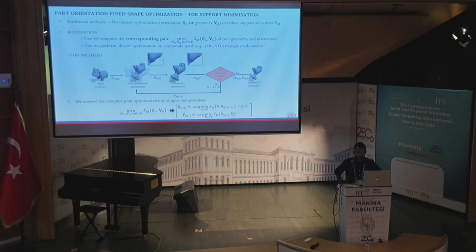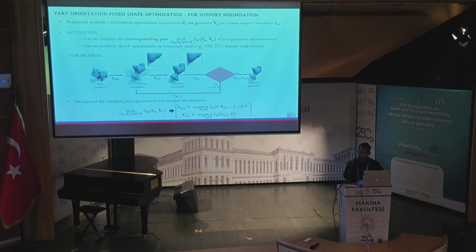Now, in general, the existing methods treat part orientation and geometry as separate variables. So the main question we have is whether we can find the best corresponding pair of part orientation and geometry to minimize support structures. And the next question is, can we optimize directly on triangle mesh models, because designers prefer to work on triangle mesh models.